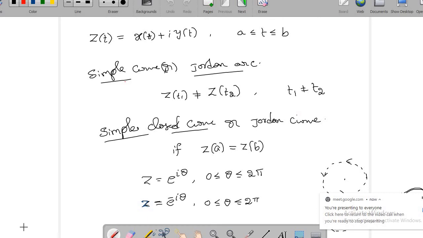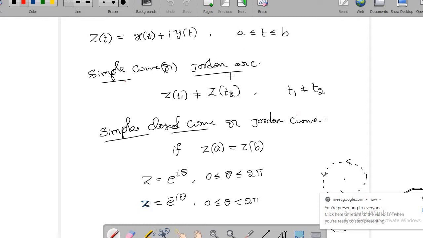Hey. So first let us recall what we discussed in the last class. We discussed curves, simple curves on a complex plane. We say a curve is a simple curve when it doesn't intersect itself. We can call it a simple curve or a Jordan arc.